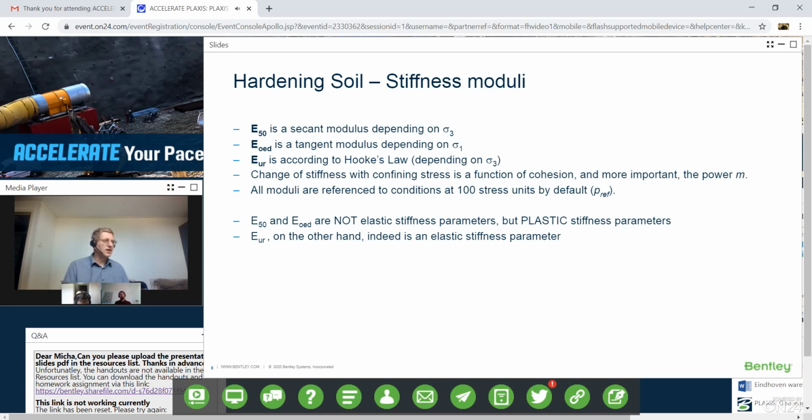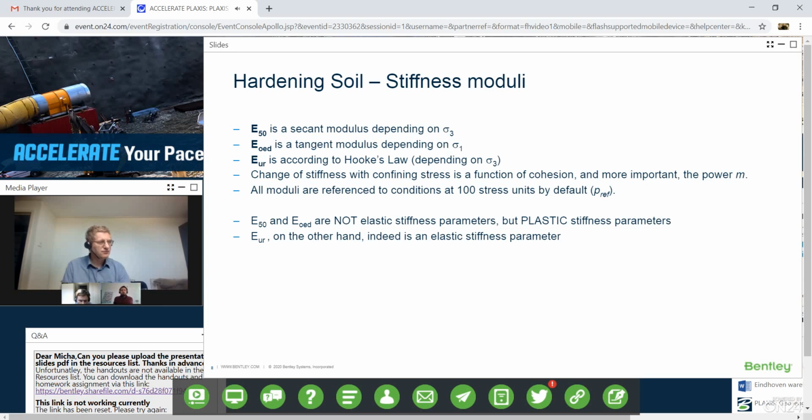And we assume that the input values, we have to give some kind of reference stiffnesses, and that those reference stiffnesses are taken at a stress level of 100 stress units. That means that if you calculate your project in kilopascal, then if you fill in the stiffnesses, those are the stiffnesses at 100 kilopascal stress level. But if you do it in kilopounds per square foot, then the reference value will be at 100 kilopounds per square foot. So it's 100 stress units depending on what stress unit you use.